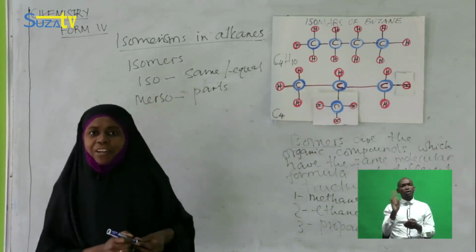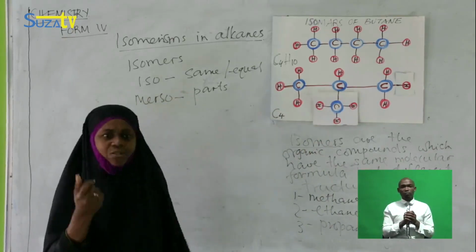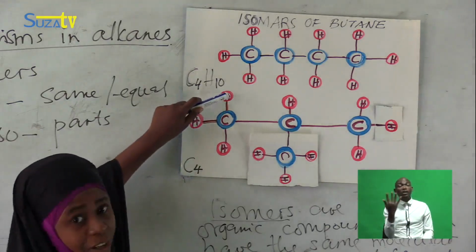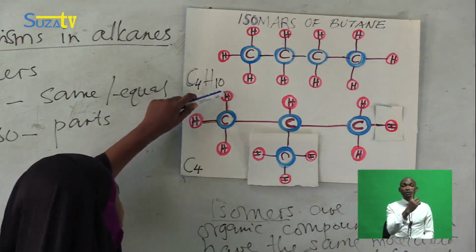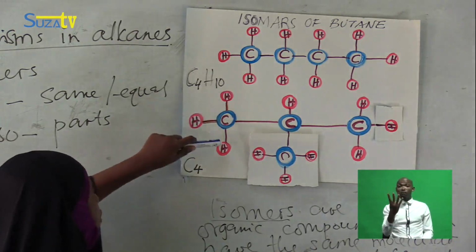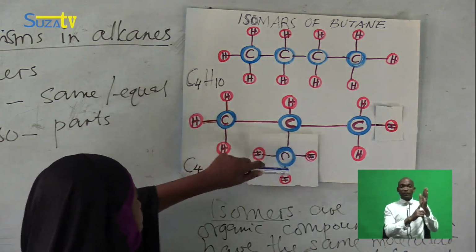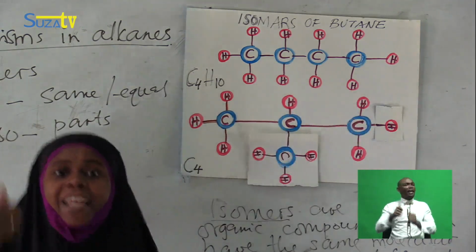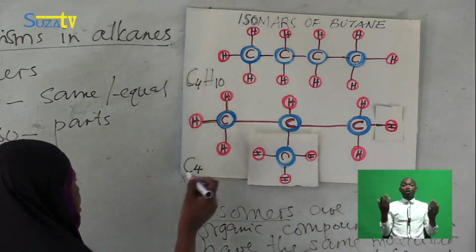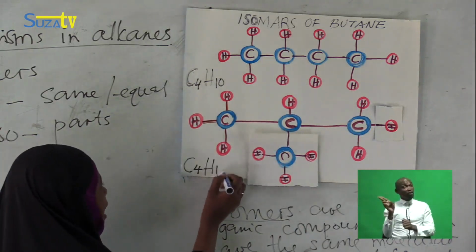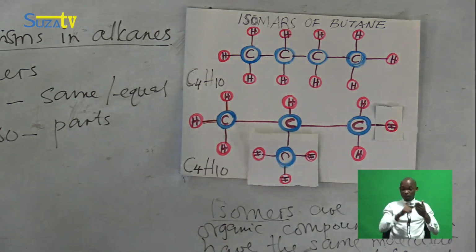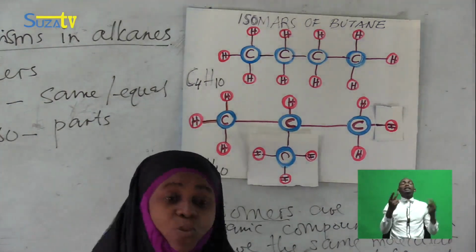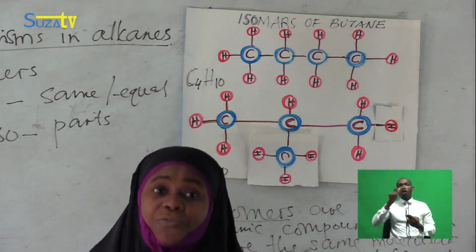What about hydrogen? Let us count together. Here we have how many hydrogens? 1, 2, 3, 4, 5, 6, 7, 8, 9, 10. Ten again, my dear. Therefore, here we also have 10 hydrogens. It means we have what? Yes, we have the same number of atoms.